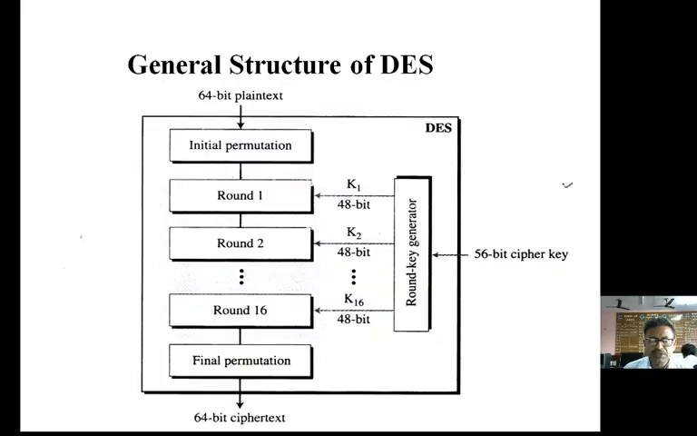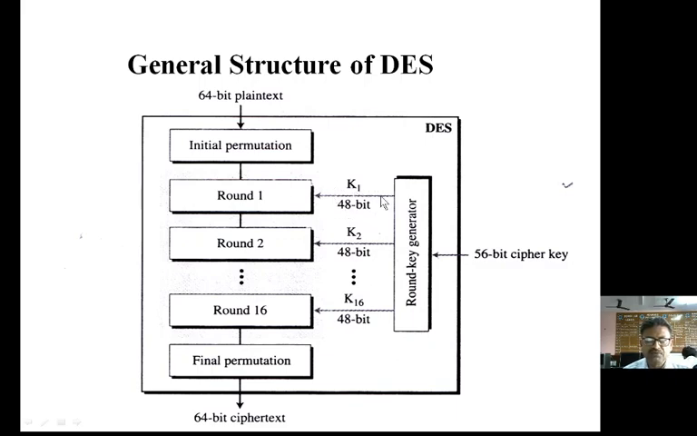So how it works: this is the general structure of DES, in which we take the 64-bit plain text. After applying the initial permutation, we go for round number 1, round number 2, round number 3, round number 4, up to round number 16. In these 16 rounds we use 16 different keys. We start with a 64-bit key. That 64-bit key is converted into a 56-bit key, and using a round key generator, for each round we generate a separate key, and each key is 48-bit.